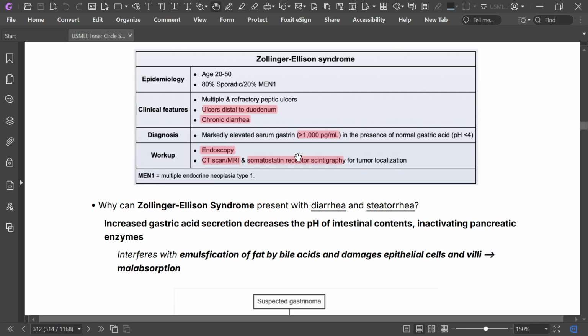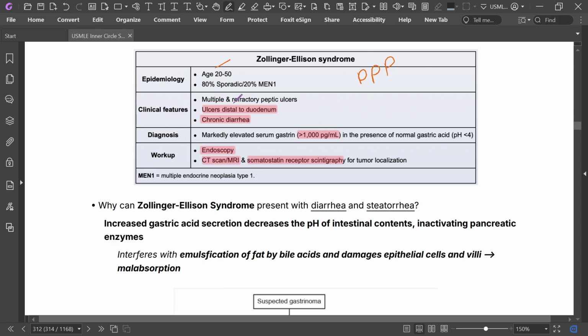Zollinger Ellison syndrome. The epidemiology of Zollinger Ellison syndrome: the age group is 20 to 50, 80% are sporadic and 20% are MEN 1. In MEN 1, there is pituitary, pancreas, and parathyroid involvement.